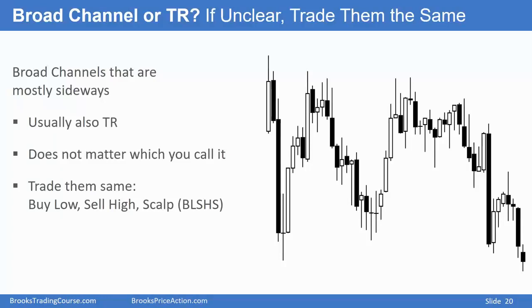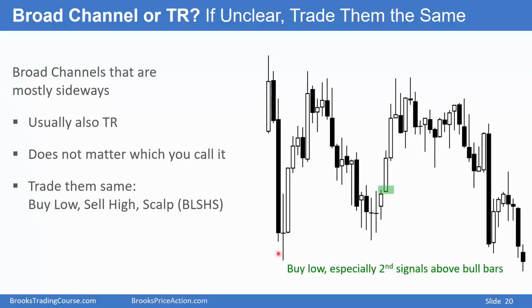Now, does it matter if you call this a bear trend, a broad bear channel, or a trading range? It doesn't matter at all because you trade them the same. You're going to buy low, sell high, and scalp. You're scalping because you do not expect any leg up or down to go very far. Even though it's a bear trend, the legs down are not much different from the legs up. It's not a strong trend. It's going to have repeated reversals, and it's better to trade it that way, scalp.